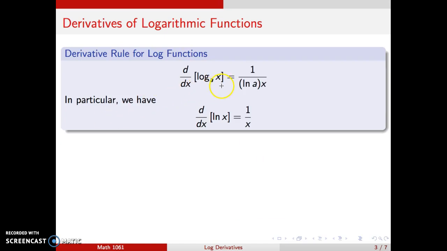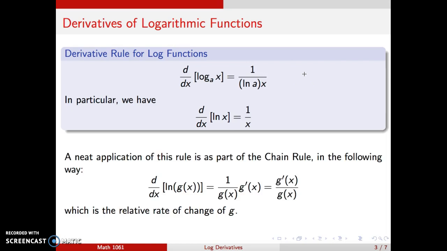In particular, if you're looking at the natural log of x, which is the logarithmic function we use most often, that would be base e, and log base e is denoted natural log. Natural log of e is 1, so you just have 1 over x. So the derivative of natural log of x is 1 over x.